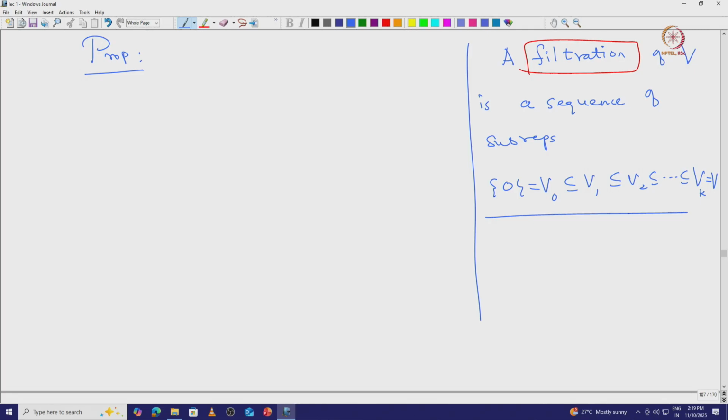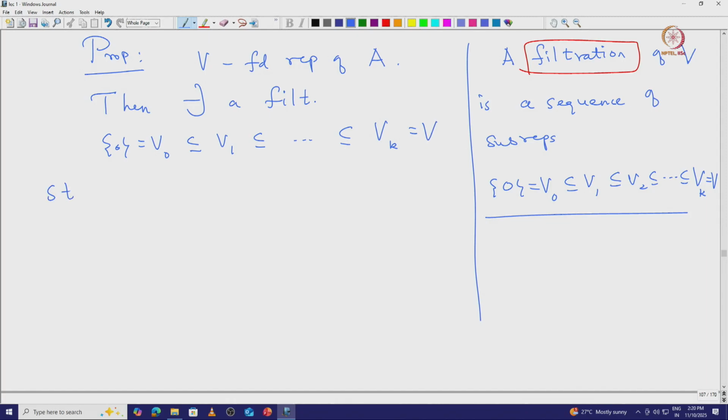Our proposition guarantees that if we are working with finite dimensional representations, then there is always a filtration such that the successive quotients Vi modulo Vi minus 1 are irreducible. So, let us start with V being a finite dimensional representation of A. Then there exists a filtration V0, which is the 0 space, contained in V1 and so on, contained in Vk, which is the full space, such that the successive quotients Vi modulo Vi minus 1, which are quotient representations, are irreducible.